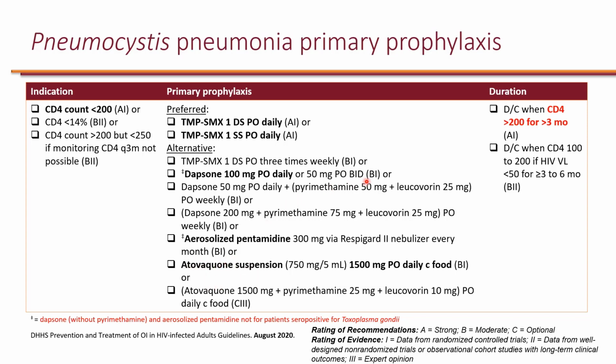And then how long do you do PCP prophylaxis? You continue PCP prophylaxis until the patient has CD4 greater than 200 for at least 3 months. And this is obviously, if the patient is not on ART, you have to start ART in order to get the CD4 count up. Otherwise, CD4 count is not going to go up.